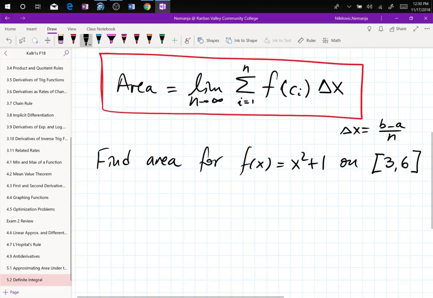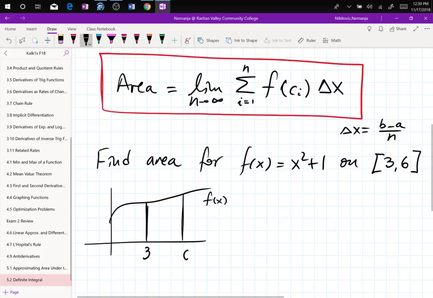what do we have? Well, first let's draw, again, some random function. Doesn't have to be exactly x squared plus 1, it's just a random function, from 3 to 6. And then I just want to use a representative rectangle over here. Call that delta x. So my delta x is 6 minus 3 over n, which equals 3 over n.